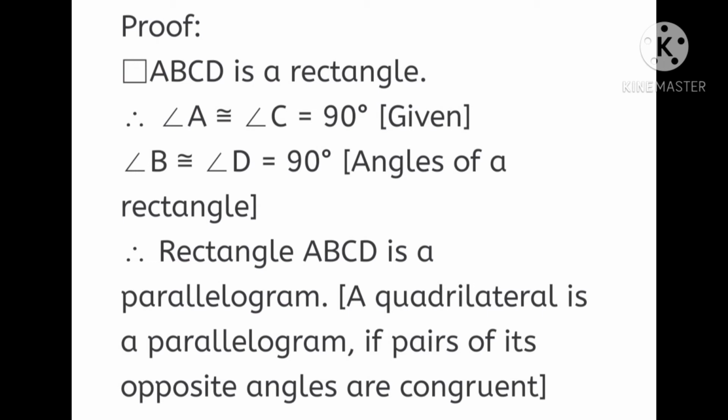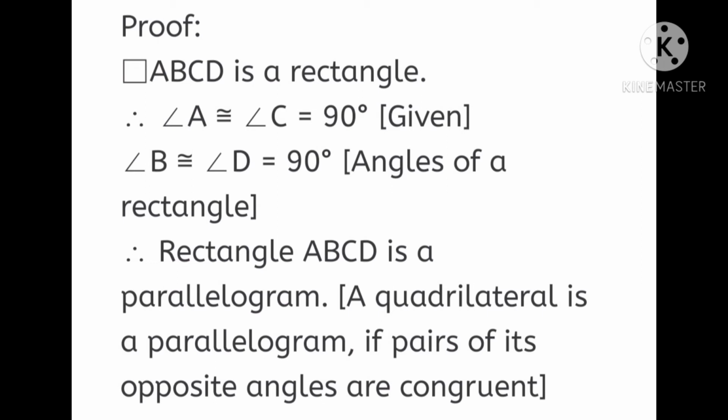As this quadrilateral is a rectangle, then all four angles are of 90 degrees. That means angle A is congruent to angle C, both are 90 degrees. Angle B is congruent to angle D, both are 90 degrees, angles of rectangle. Okay, so therefore quadrilateral rectangle ABCD is a parallelogram, because opposite angles of this rectangle are congruent, that means 90 and 90. It's a very easy question.